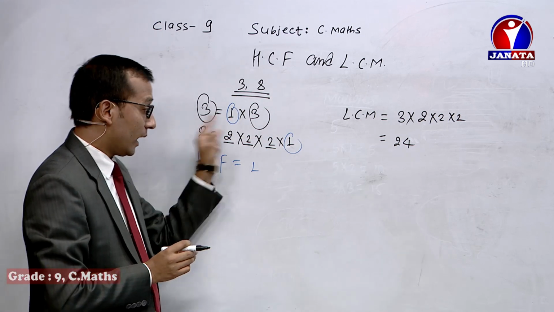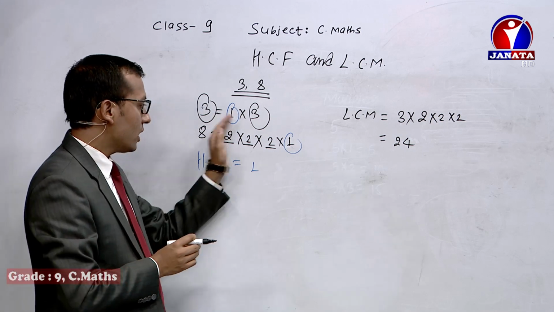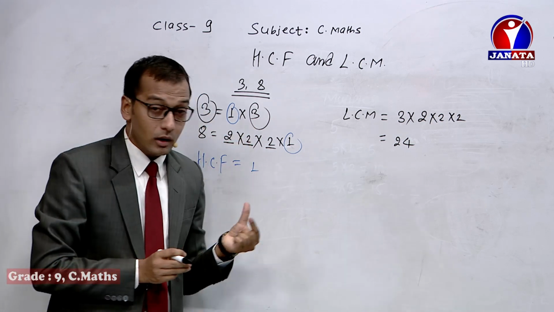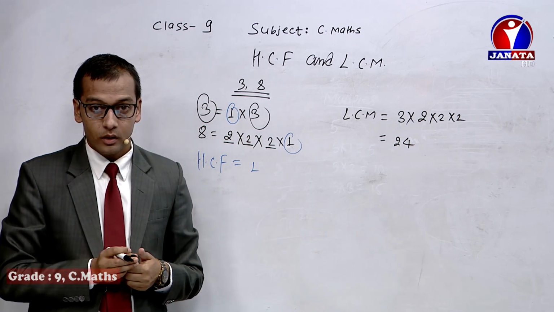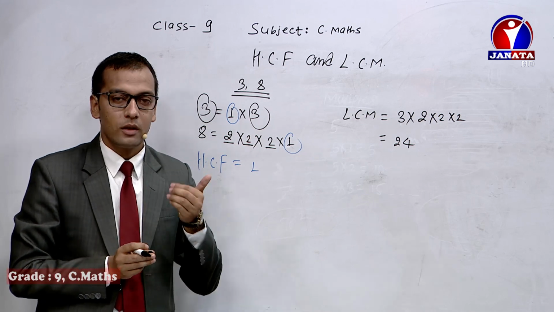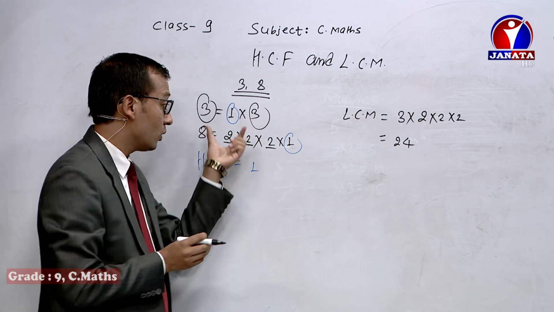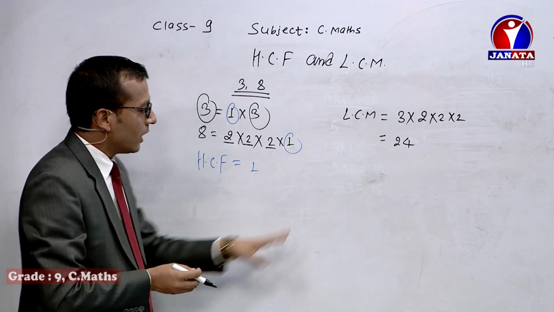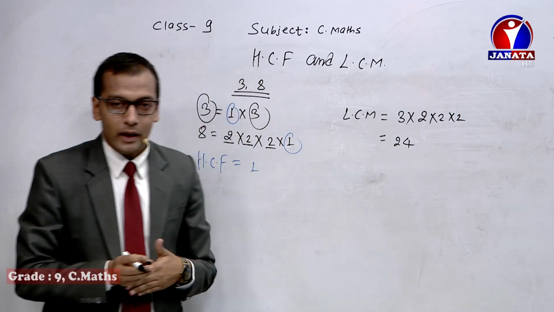Here I have written 1 times 3 is 3, because to know the HCF, 1 is a common factor, 1 is a factor of each number. That's why I have written 1 here, to make it clear for everyone. These are the HCF and LCM.